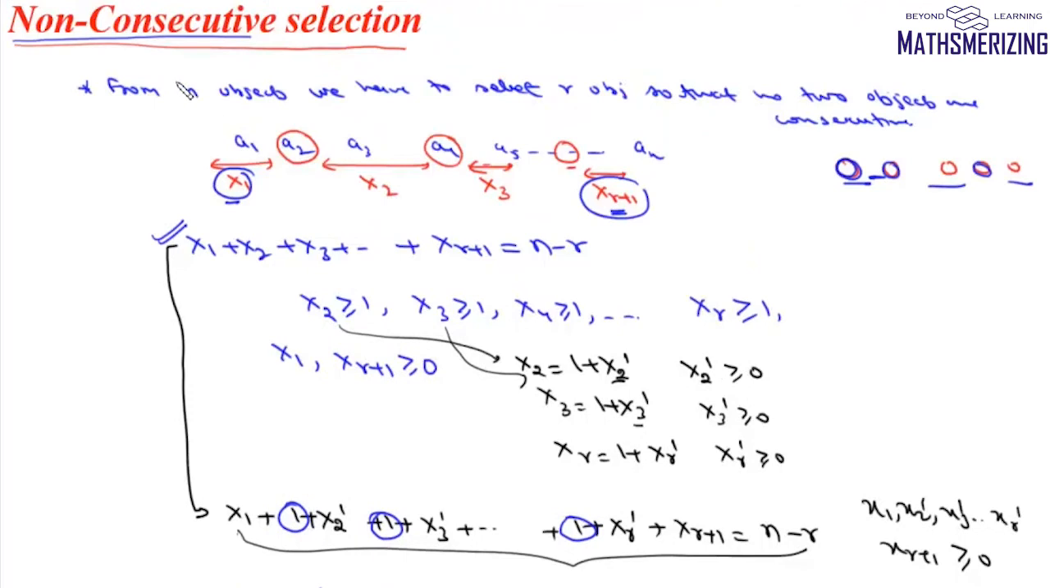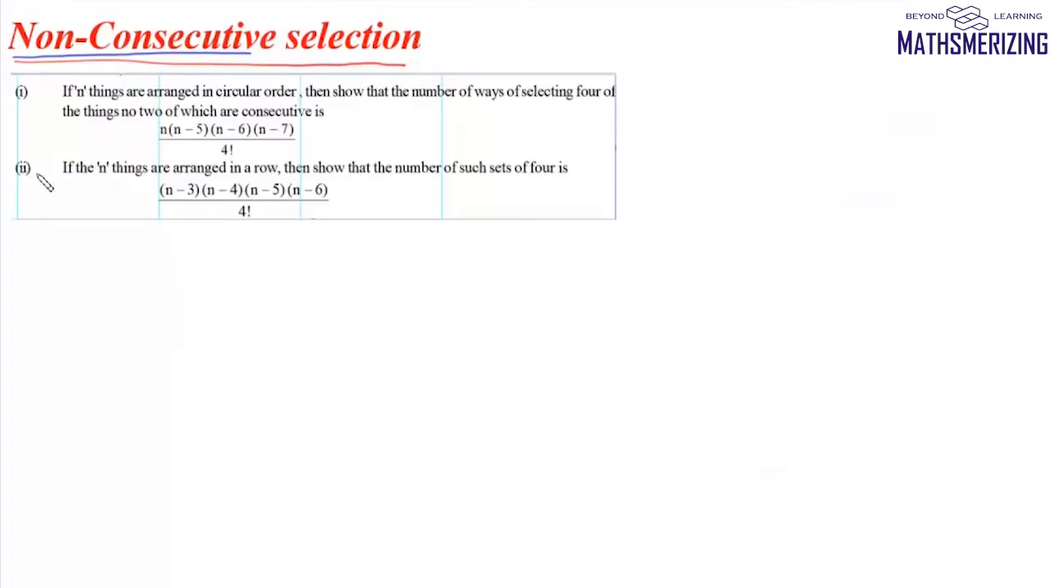So if the problem is we have n objects which are arranged in a row and we have to select r objects so that no two objects are consecutive, then the selection can be made in n minus r plus 1 C r ways. Say for example, the question is, if n things are arranged in a row, then show that the number of ways of selecting 4 of the things so that no two of which are consecutive is. So from these n objects arranged in a row, we have to select 4 objects so that no two of them are consecutive. We know that the number of ways of selecting r objects from n objects so that no two objects are consecutive is n minus r plus 1 C r.